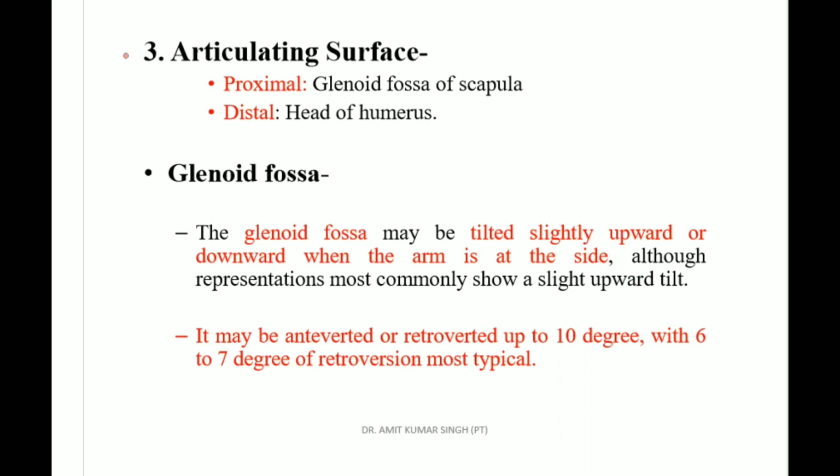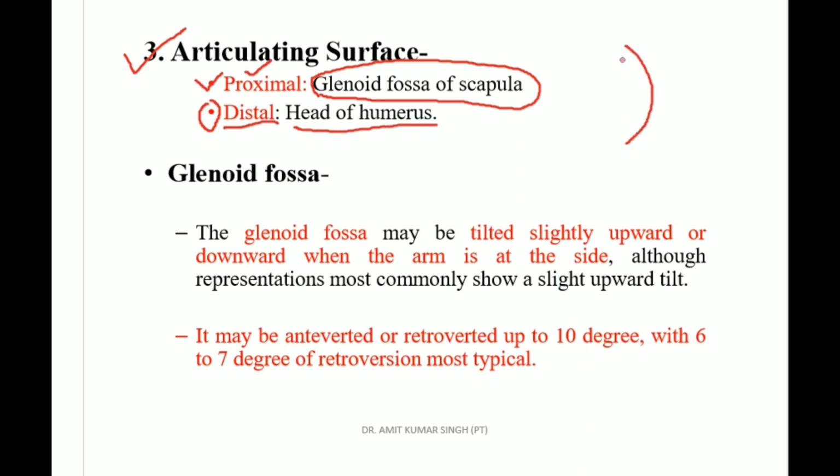Coming to the next point, that is our articular surface. We can divide the articular surface into proximal and distal parts. In proximal, the structure which is present is the glenoid fossa of the scapula. Proximal means towards the body, towards the midline of the body. Distal means away from the midline of the body. So distal, we have the head of humerus. If you see, this is our glenoid fossa of the scapula, and here will come our head of humerus.